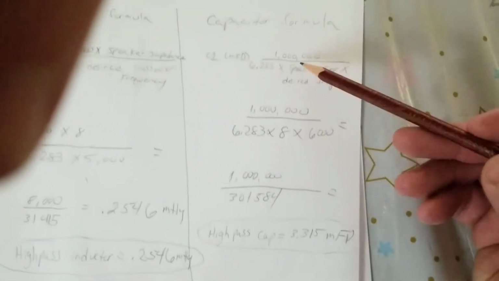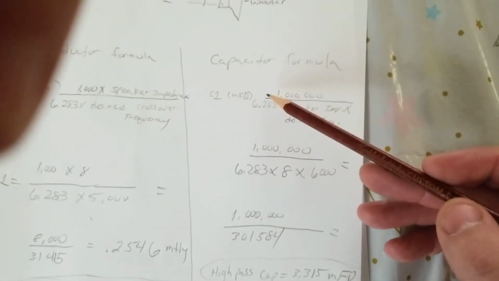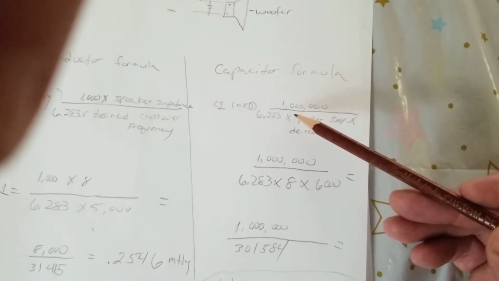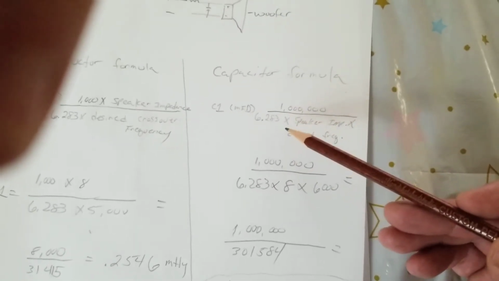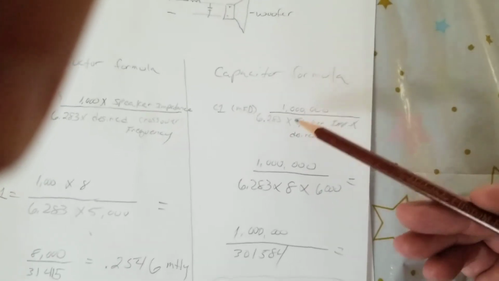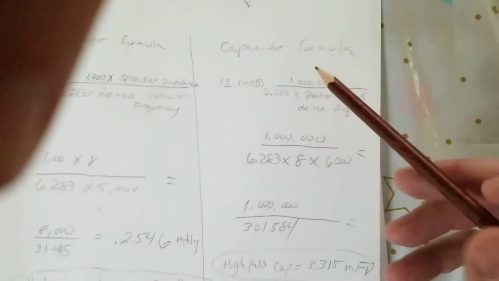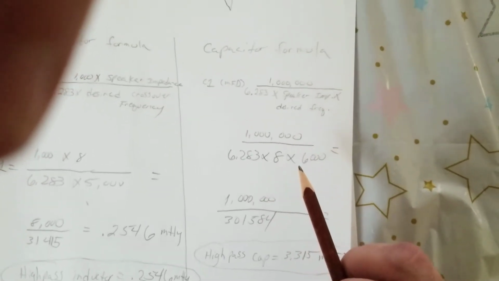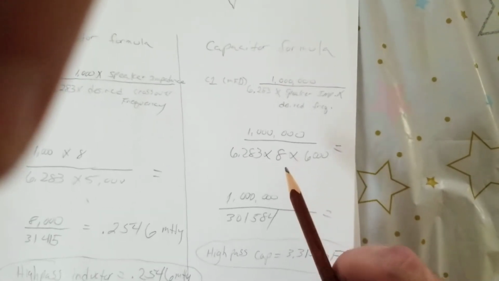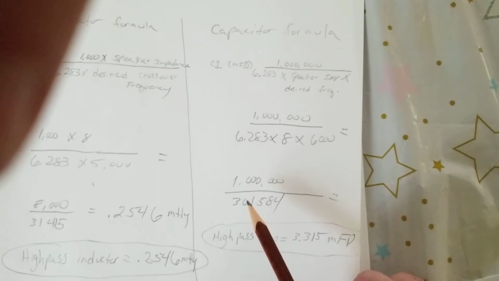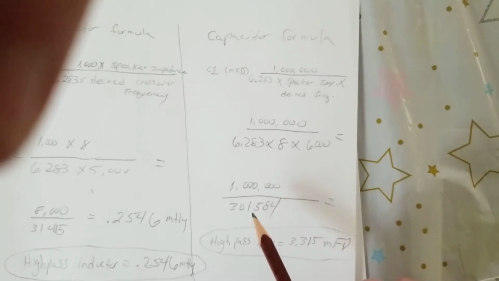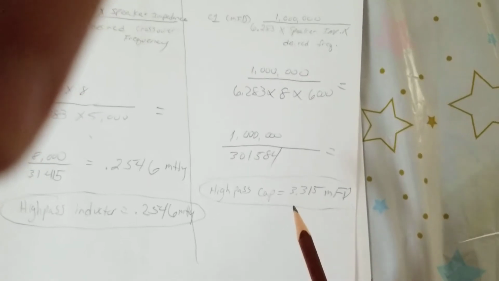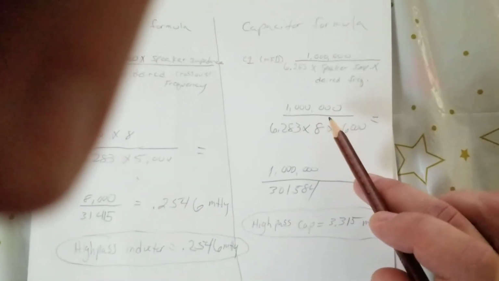Capacitor formula is pretty easy as well. It was done in microfarads. So we're going to have 1 million over 6.283 times speaker impedance, which is 8, times desired crossover frequency. So I got the 1 million over 6.283 times 8 times 6,000. I want it to cross over at 6,000. So that gives us 1 million over 301,584, which is going to ultimately give us the 3.3. Then we go back up to our diagram and we plug that right in. It's pretty simple math once you get going on it.